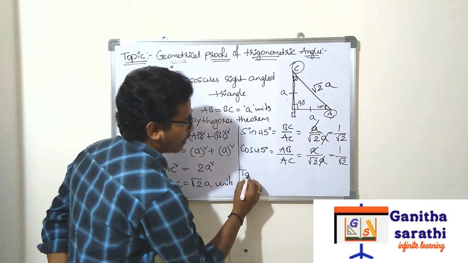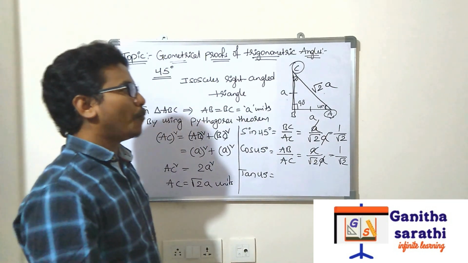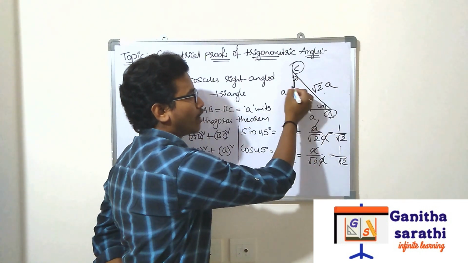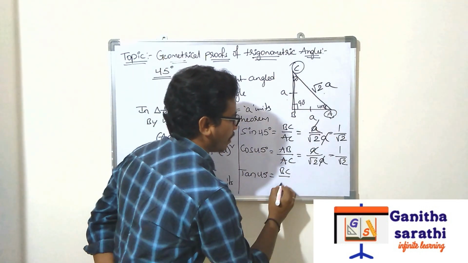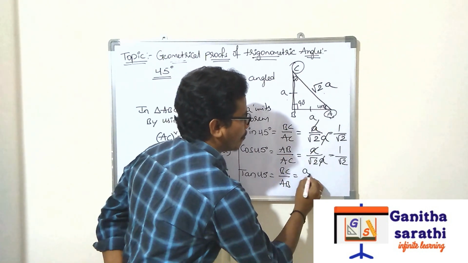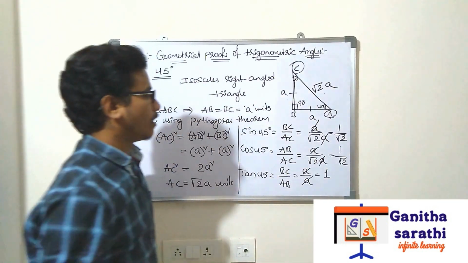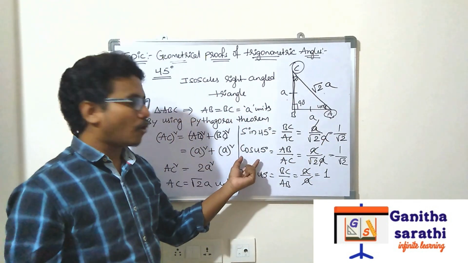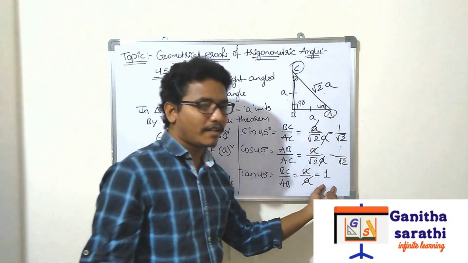Next step. Tan 45. What is the tan formula? Opposite side by adjacent side. For this 45 degrees, what is the opposite side? BC. What is the adjacent side? AB. So A by A gets cancelled. It will be equal to 1. So sin 45 degrees is equal to 1 by root 2. Cos 45 degrees is equal to 1 by root 2. Tan 45 is equal to 1.